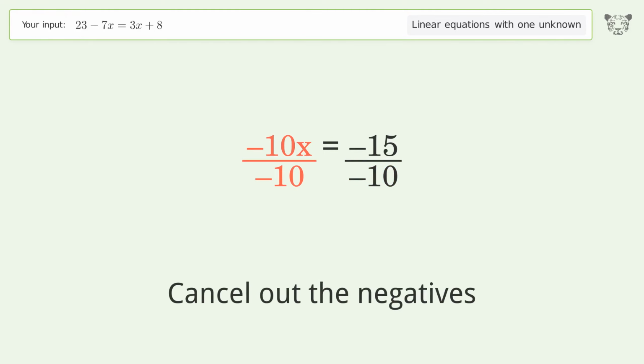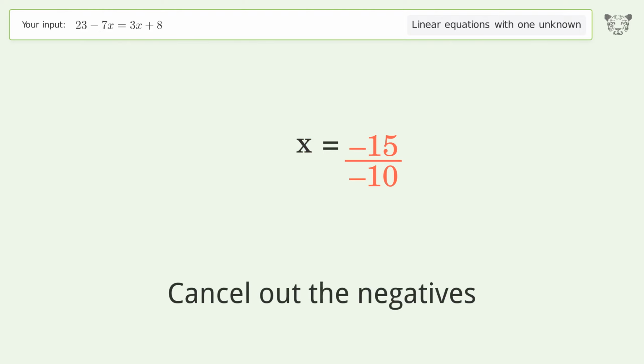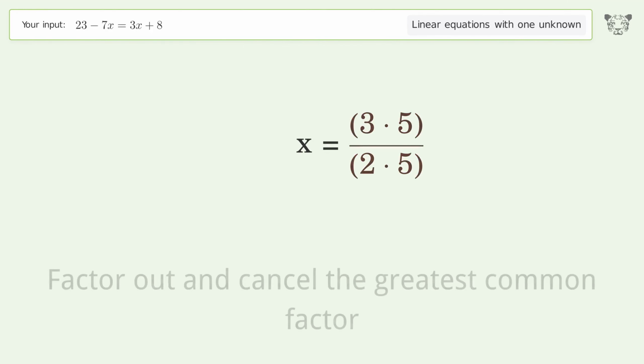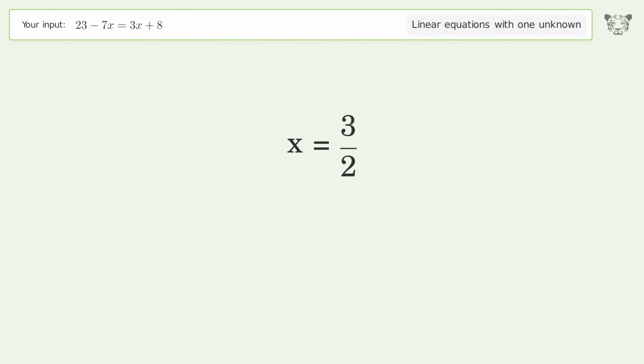Cancel out the negatives. Simplify the fraction. Cancel out the negatives. Find the greatest common factor of the numerator and denominator. Factor out and cancel the greatest common factor. And so the final result is x equals 3/2.